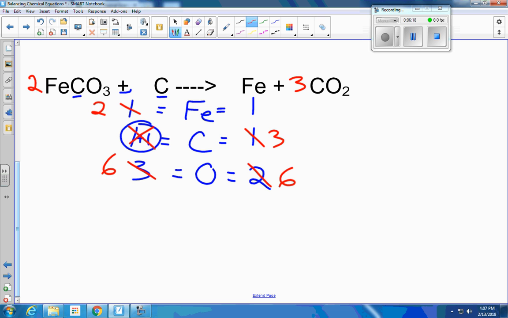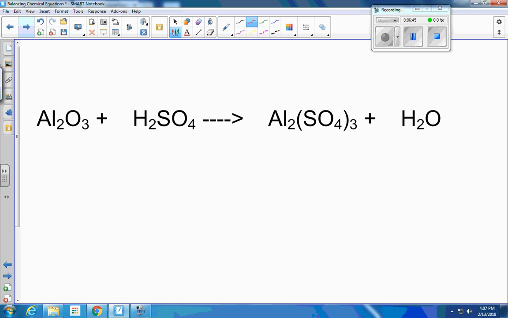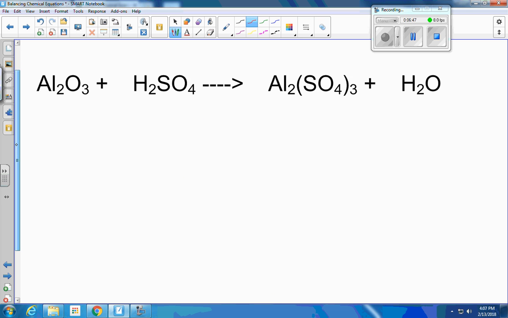All right. I have 2 iron on the reactant side. I need 2 on the product side, so 2 times 1 is 2. My iron is balanced. My oxygen is balanced. On the product side, I have 3 carbon. So let's do a count of the carbon on the reactant side. 2 times 1 carbon is 2, plus 1 more carbon is 3. So this is balanced. Let's try another problem here.